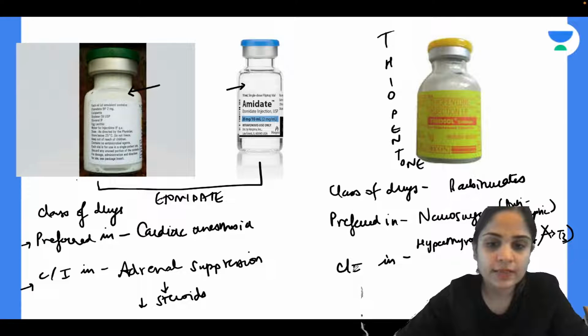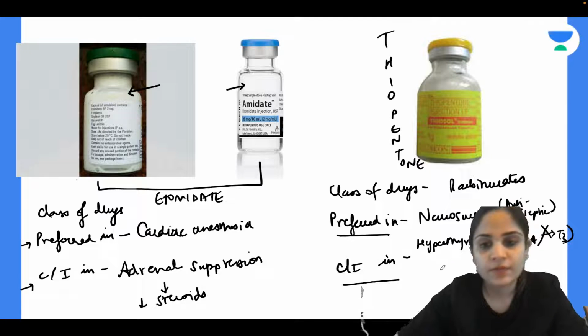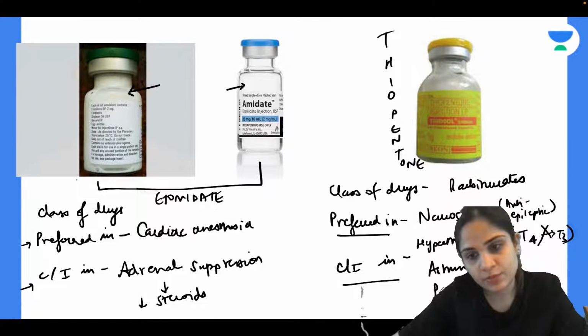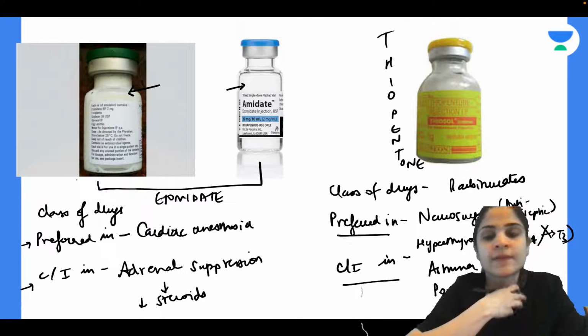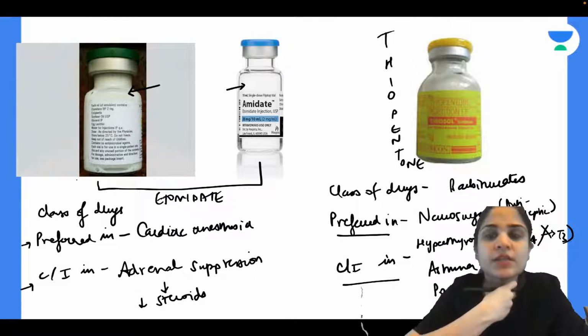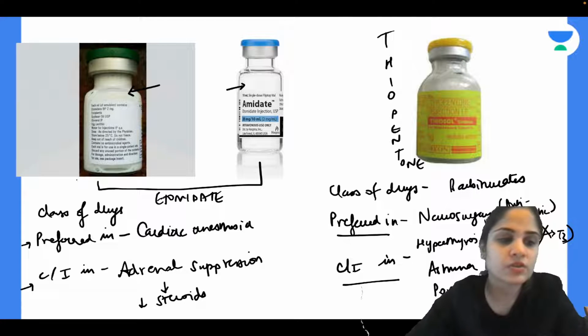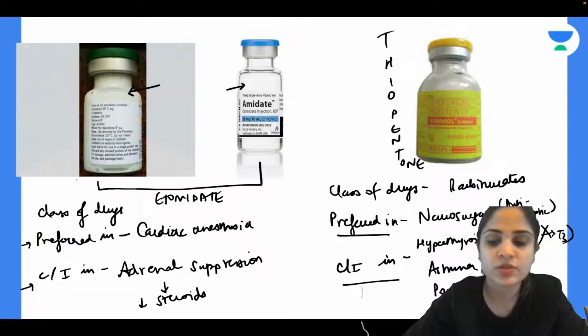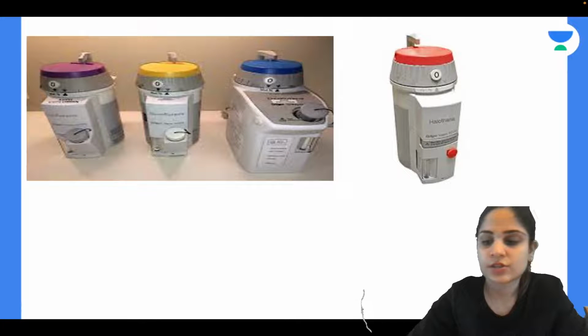Okay, next one. It is contraindicated in which case? Very good. It is contraindicated in asthma and it is contraindicated in porphyrias. Why is it contraindicated in asthma? Because it can cause bronchoconstriction, and it is contraindicated in porphyrias because it causes acute intermittent porphyria. Alright? Okay. Moving on to our next question.